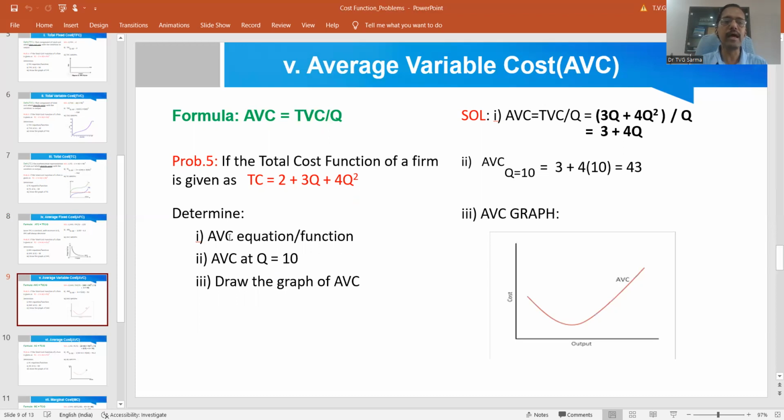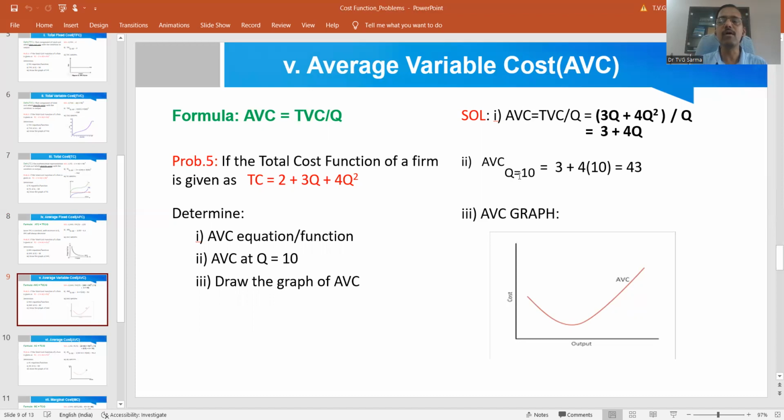Then we have to find the average variable cost equation, average variable cost at Q = 10, and determine the graph of AVC. So here for the average variable cost, we directly use the formula, TVC divided by Q. Now what is total variable cost? That component which changes with the output, and that is given as (3Q + 4Q²) divided by Q. So when I simplify it, I get 3 + 4Q. So this is the equation or the function for average variable cost.